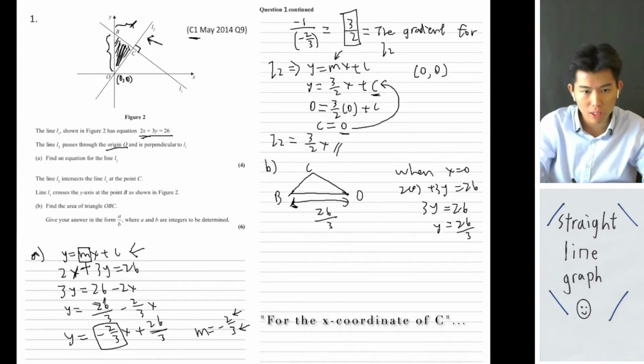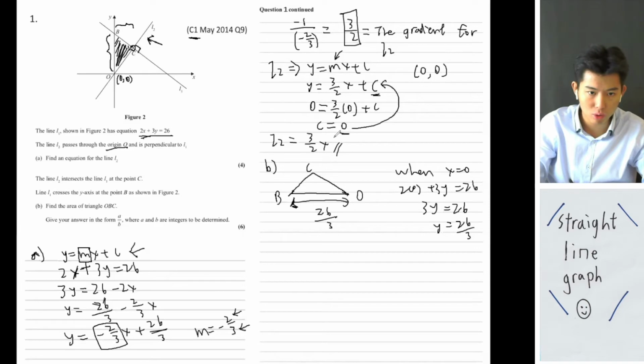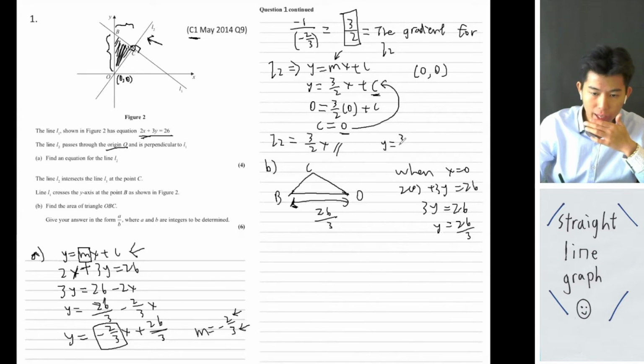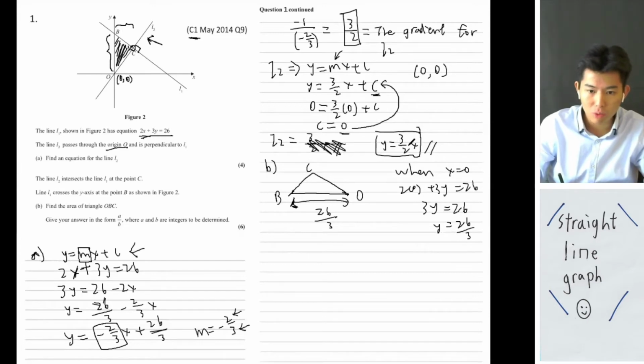And for the coordinate of C, how do we get that? It's actually the point where the two lines intersect. So we know that y equals 3 over 2. Wait, actually this one here should be y equals 3 over 2x. So this should be the final answer for part A. This one is the equation for line 2, and line 1 would be 2x plus 3y equals 26. So basically all we have to do to find the coordinate x is to substitute this y back into this equation here. So it would look something like this.